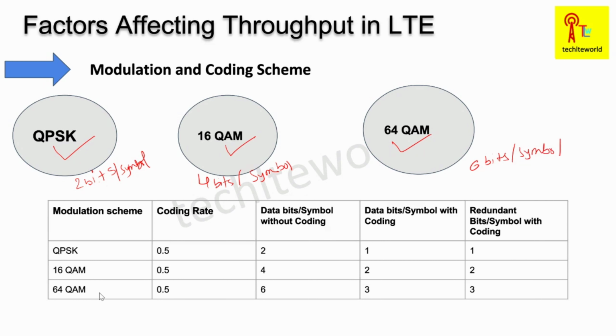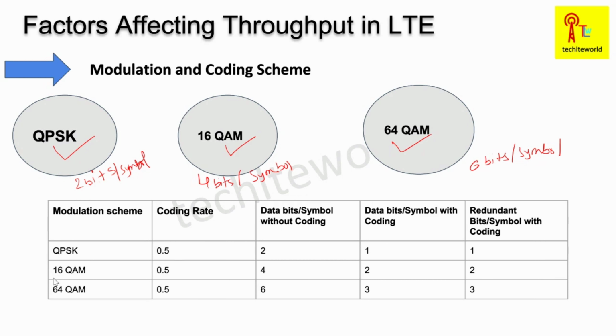In this way, you can see that different modulation schemes can transmit a different number of bits, and hence if you are using a different modulation scheme, it can also affect the throughput in LTE. And if you come to the coding part, coding, as I told, is nothing but the error correction scheme.